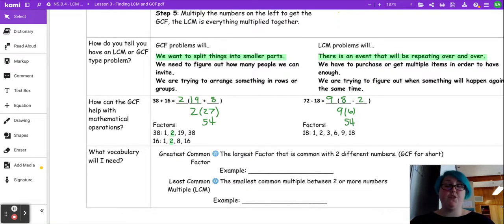Now, don't forget, on the bottom of your sheet, we went over greatest common factor and least common multiple. Figure out an example to write in each, and until next time, keep doing your math.